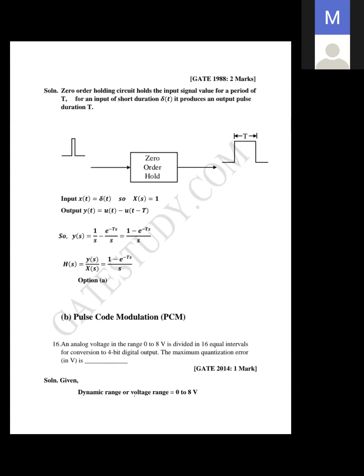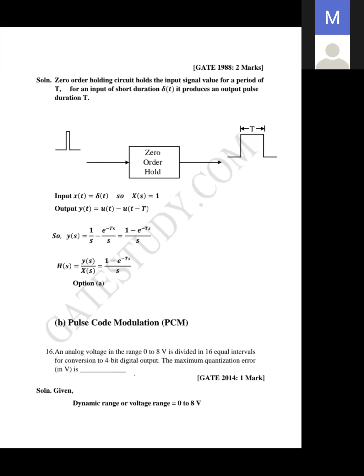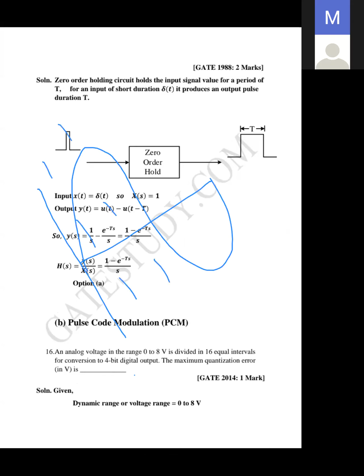Okay, so based on this we will see some problems. Here an analog voltage in the range 0 to 8 volts is divided into 16 equal intervals for conversion to a 4-bit digital output. So this is an analog signal, sampling and quantization are done, and each sample, each amplitude, is considered with 4 bits. For each analog value, they are converted to digital with the help of a 4-bit value.